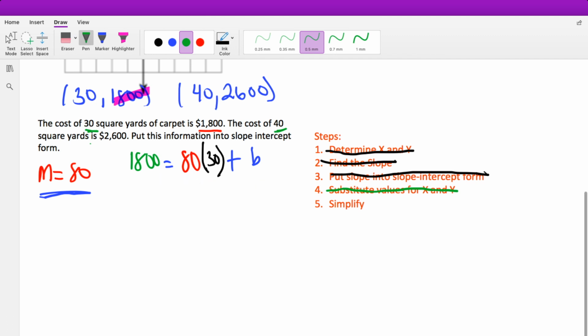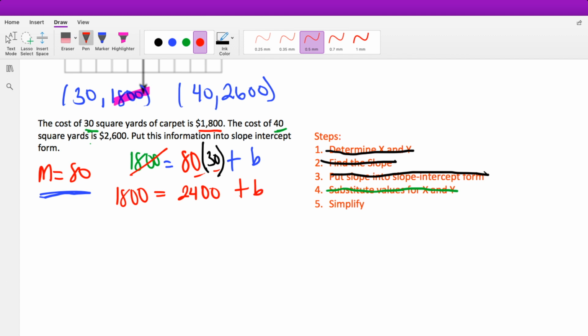And the next thing we have to do is simplify this right over here. So let's go ahead and simplify. 1800 is still going to be 1800. I'm done with that. Equals, what is 80 times 30? I'll just do 8 times 3. That's 24. Add 2 zeros. So that's 24 with 2 zeros. And then plus b stays how it is, plus b.